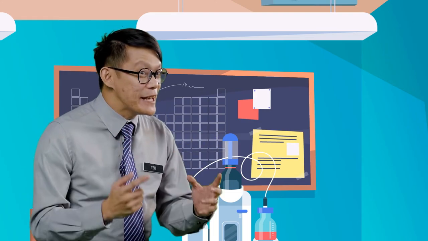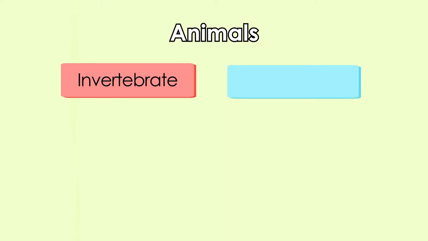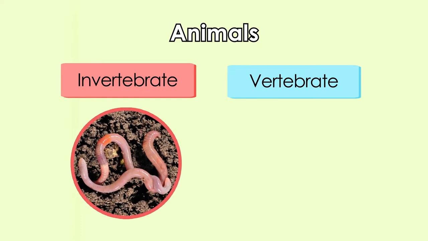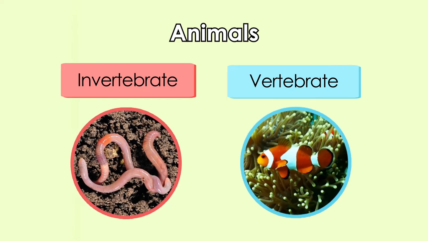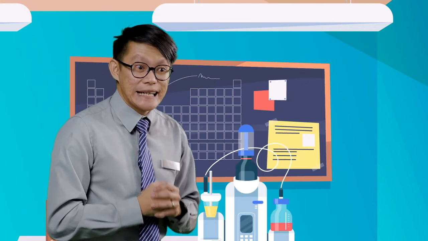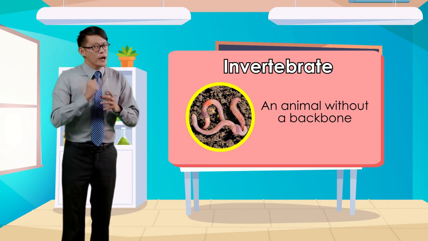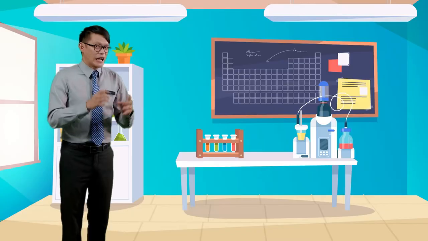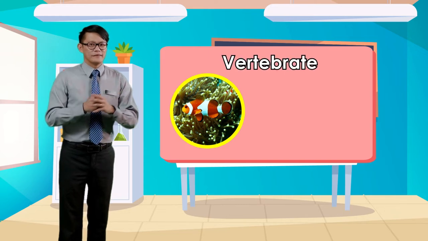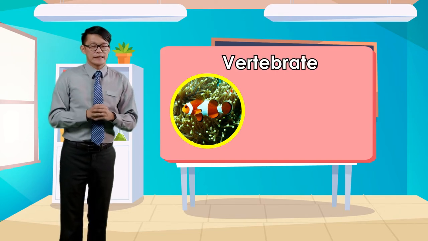Let's focus on animals first. Animals can be classified as invertebrates and vertebrates. Examples of invertebrates are earthworms. Examples of vertebrates are clownfish. Can you identify the differences between these two animals? Yes, you are right. The earthworm is a type of invertebrate, which is an animal without a backbone, while the clownfish is a type of vertebrate, which is an animal that has a backbone.